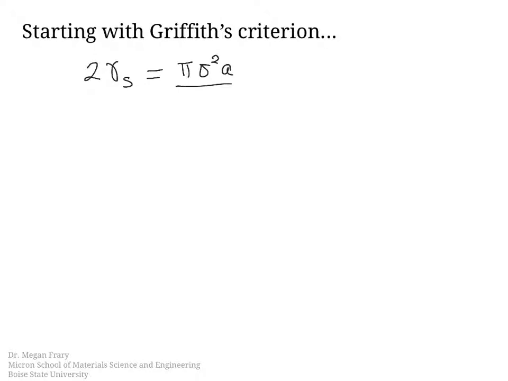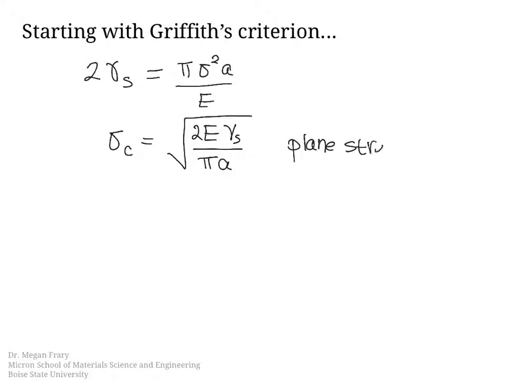And that was given by this term here on the right, where sigma is the stress, A is the crack length, and E is the elastic modulus. We rearranged this to get an expression for the critical stress, which looked like this, and where all of these variables have the same meaning as before. This is for the plane stress condition. If we are in the plane strain condition, then we add the term 1 minus nu squared in the denominator.